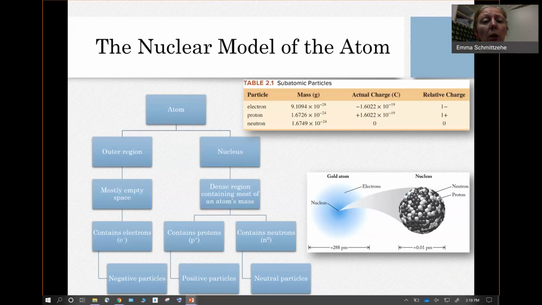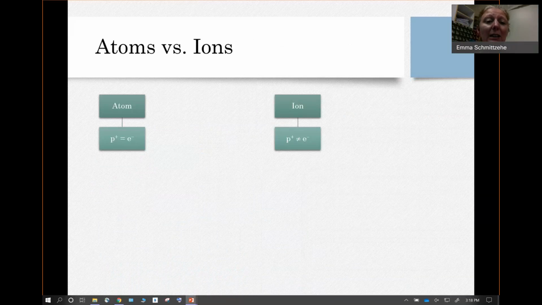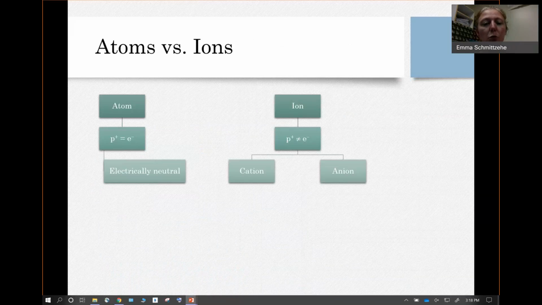Now, let's talk about the difference between atoms and ions. So an atom is something that is electrically neutral. So it has the same number of protons as electrons. Whereas ions are things that have a different number of protons and electrons within them. And so those things we would classify as either cations or anions, depending on which is greater. Okay, so depending on, do you have more protons or do you have more electrons?